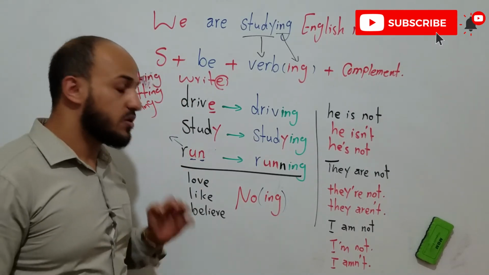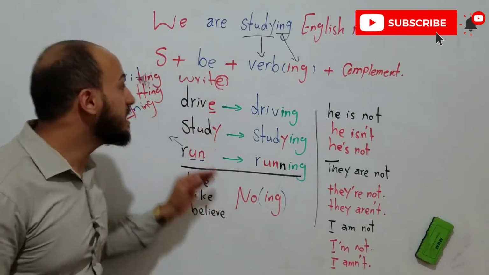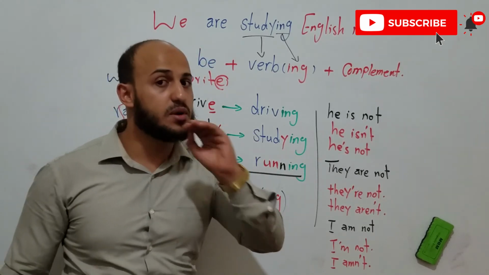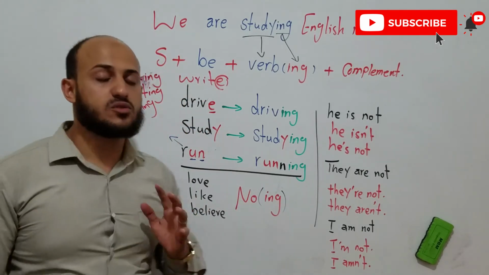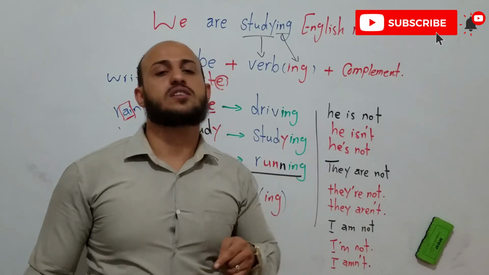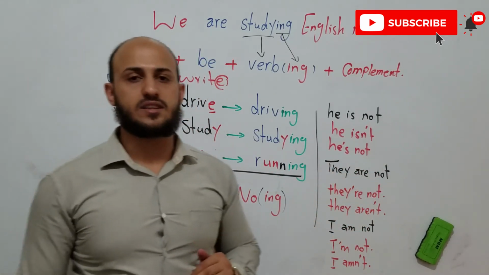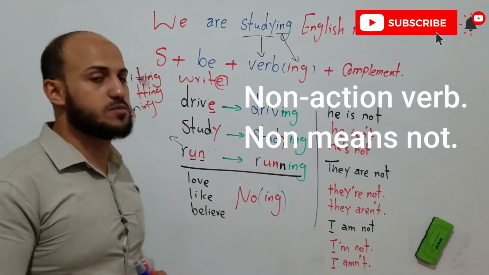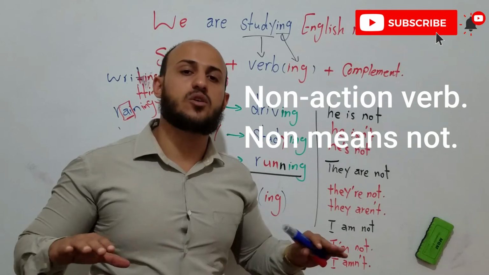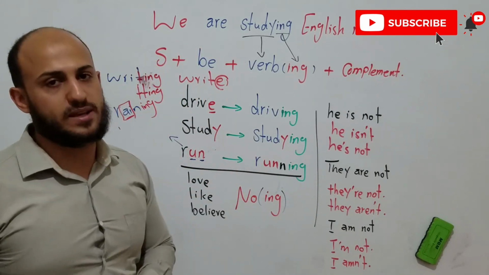Next, remember, not every verb can take ing in present continuous or present progressive. For example, love, like, believe. Don't say "I am loving you." Wrong. Say "I love you." That's it. Like, believe, the same idea. Good. We call these non-action verbs. Non means not.